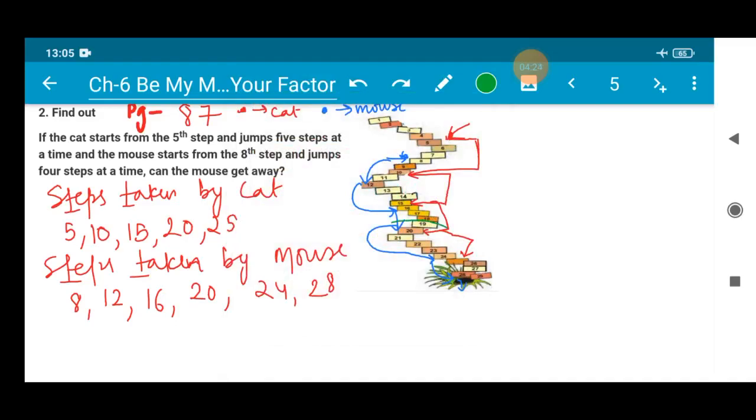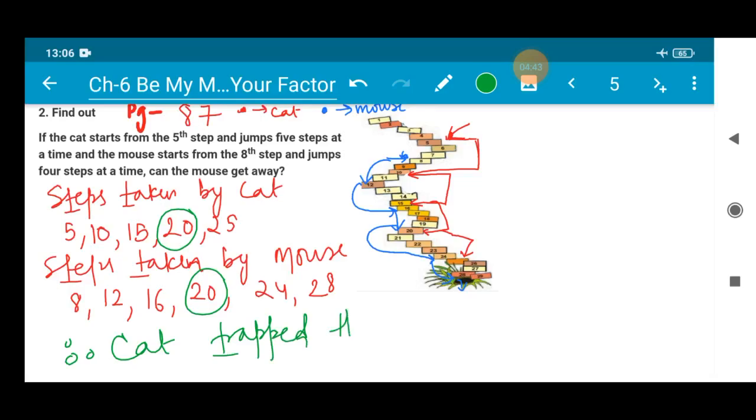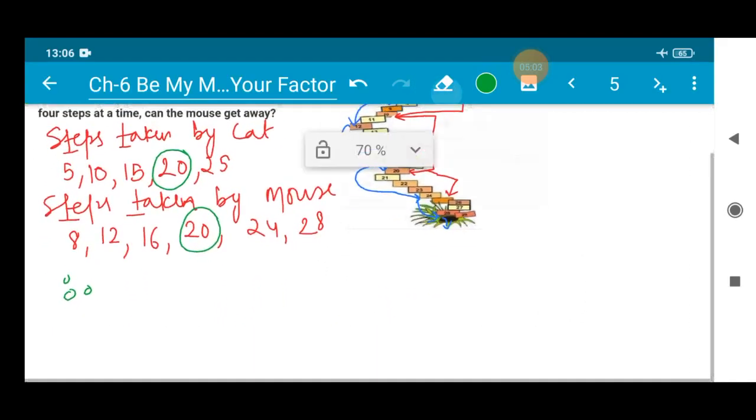As I have already told, they are meeting at 20. In this case, no, the mouse cannot get away. Therefore, we'll write the cat trapped the mouse at which step? At the 20th step. Or you can write that both of them reach step 20 after 4 jumps, hence, so let me write that only. That will be more understandable, so I am changing the statement.